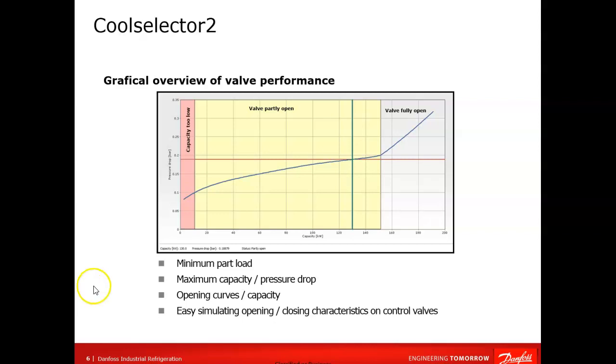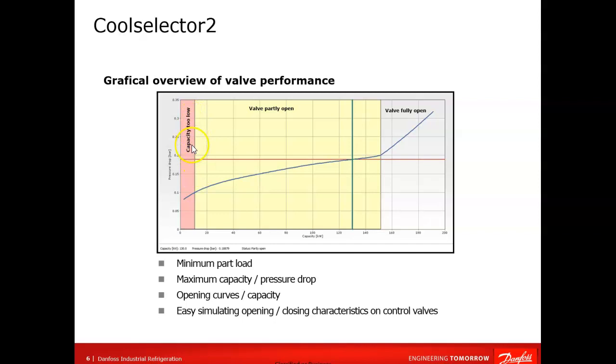This is the curve. Here you can see the maximum capacity that the valve can work with in a fully open degree. Then also what the performance is in a partly open degree, and where the capacity is too small, or rather the valve is too big for the capacity in part load.